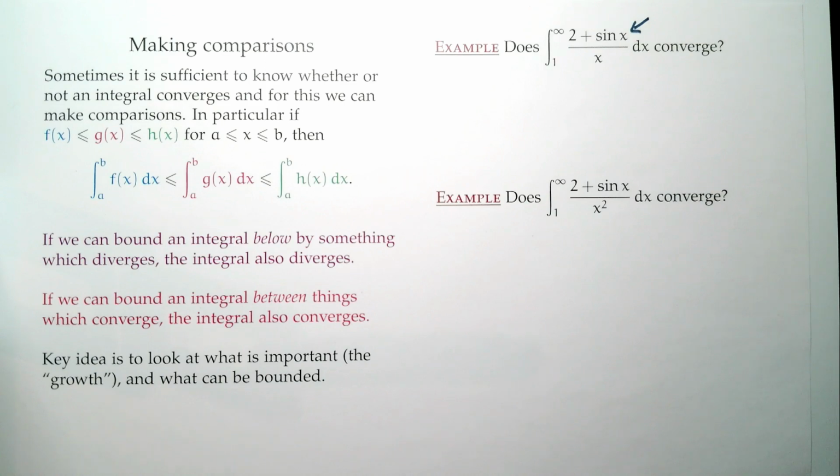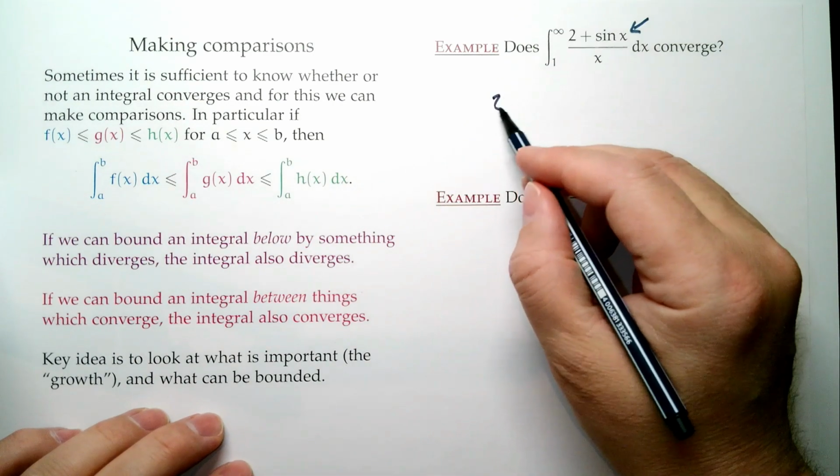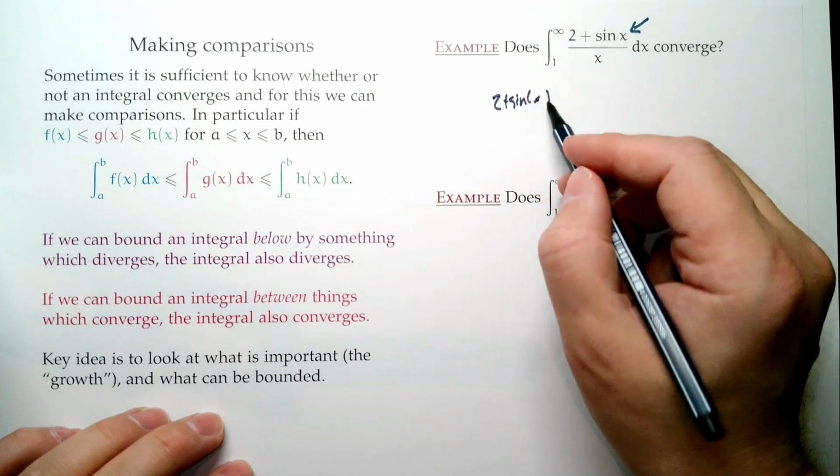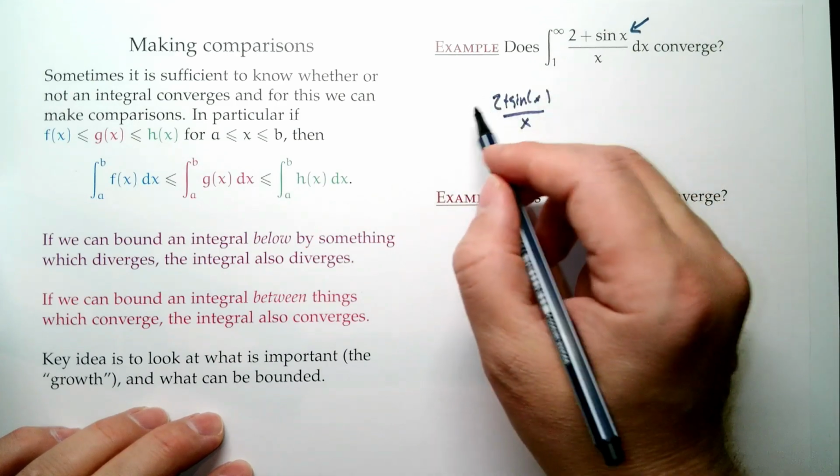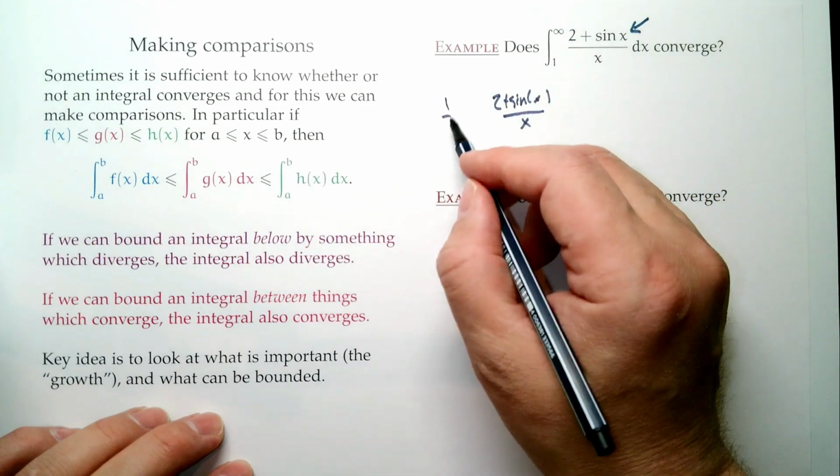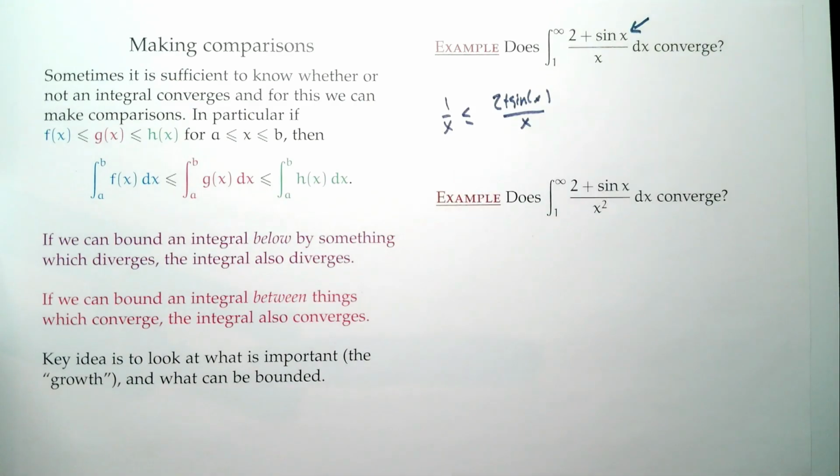Well, sine x can get at most 1, so 2 plus sine x could be at most 3. What's the smallest it could be? So sine x smallest it could be is -1. 2 plus sine x smallest it could be is 1. So what does that say? Well, it says that 2 plus sine of x over x is certainly bigger than 1 over x. Okay?